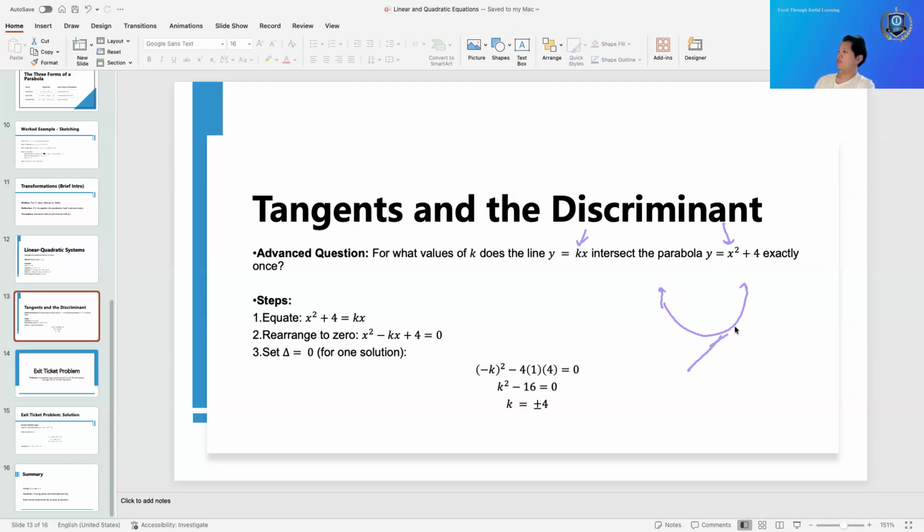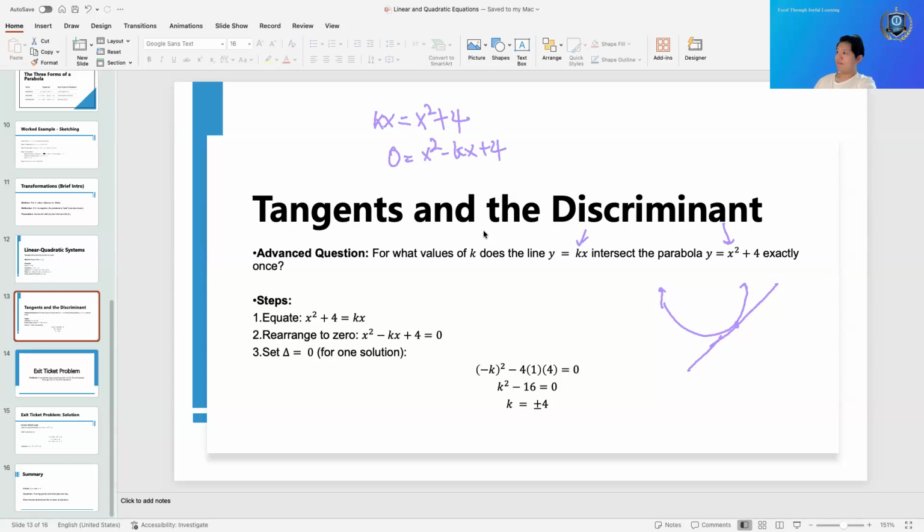If it's just like this, right? It touches it once. Now, it's pretty much the same thing. I want to create a case in which, if I want to look for the number of intersection points, I need to look for the discriminant, right? So I would find the intersection point first, which is by equating the two equations. I get kx equals x squared plus 4. What's my next step? I need to make sure one side equals 0, right? I get 0 equals x squared minus kx plus 4.